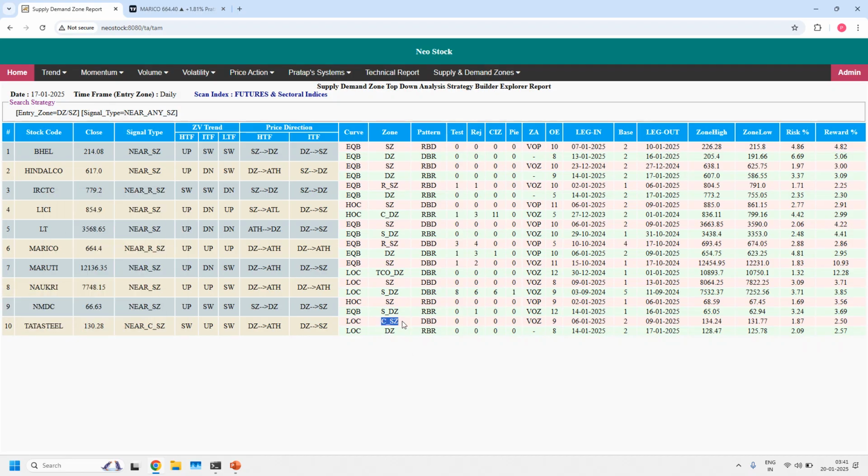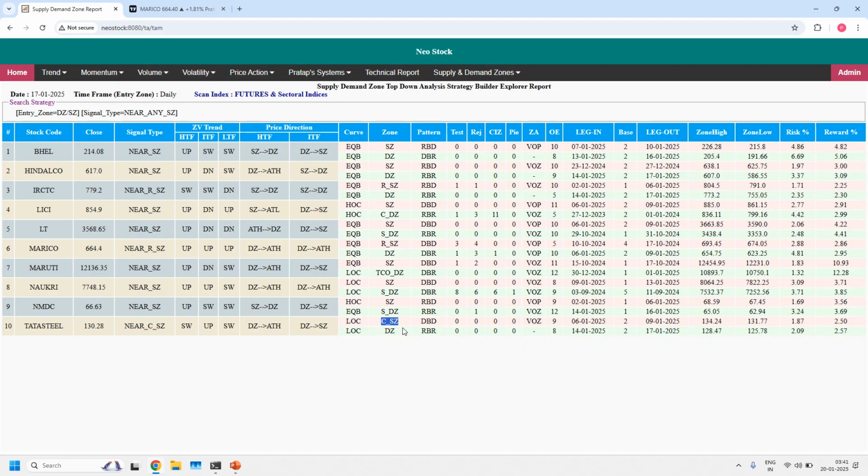Tata Steel is high liquidity. High liquidity means high priority, high liquidity zones. We don't focus on low priority, high liquidity zones. You can also use low priority, high liquidity zones, but their success rate is not 80%. Maybe it could be 60 or 55 or maybe 65 or 70, but definitely not 80%.